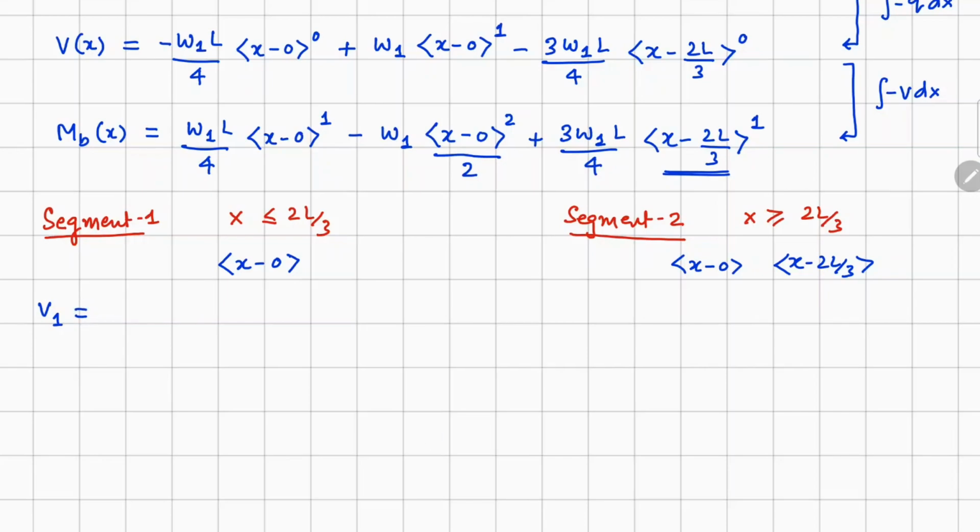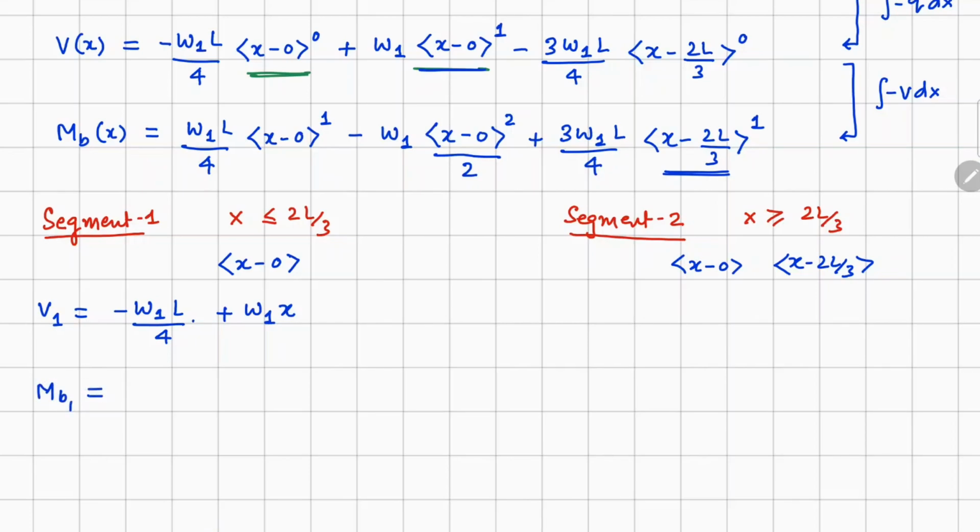So only functions with x minus 0 will be considered. So these two will be considered there. The first one gives minus W1 L divided by 4. X minus 0 to the power 0 gives you 1, so we don't have anything here. The next one is plus W1. X minus 0 to the power 1 will give you x. So that's how your V1 is.